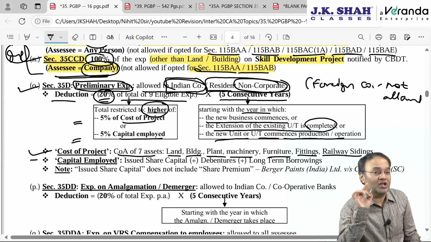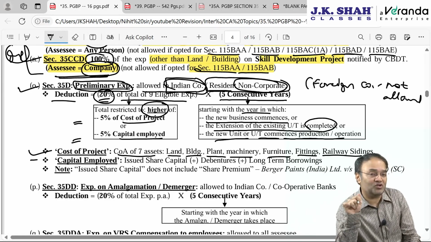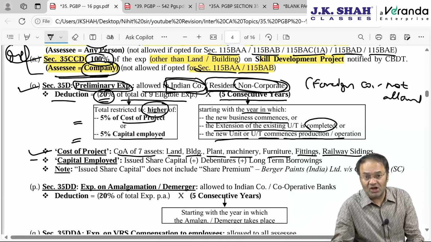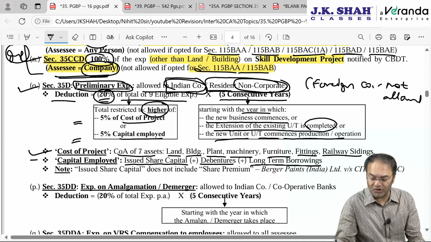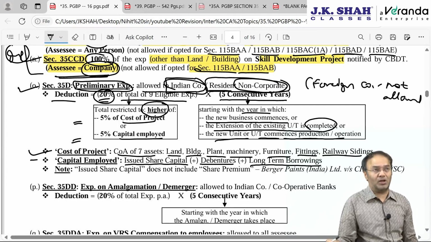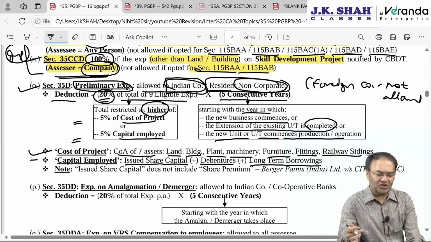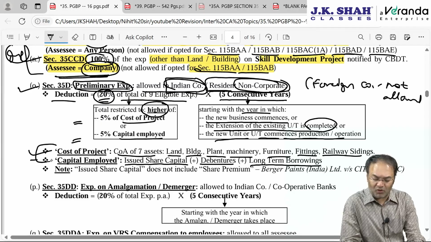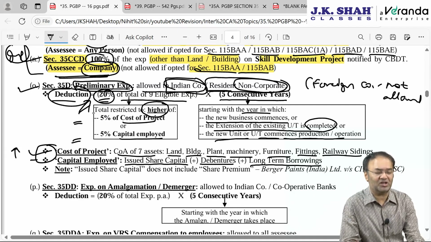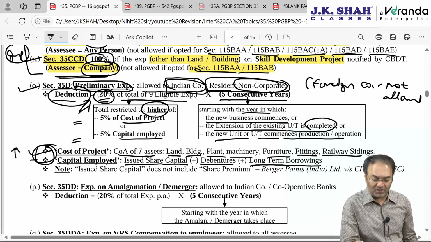And capital employed, we have one Supreme Court decision on which a question has already come. Understand, capital employed would mean the total of 3 things: issued share capital plus debentures plus long-term borrowings. However, there is a clarification. See, the assessee would always want to increase the amount of cost of project or capital employed. The higher the amount of cost of project or capital employed, the higher will be the eligible amount of deduction while comparing with 20% of total expenditure. So, the assessee would want to add more and more items here.